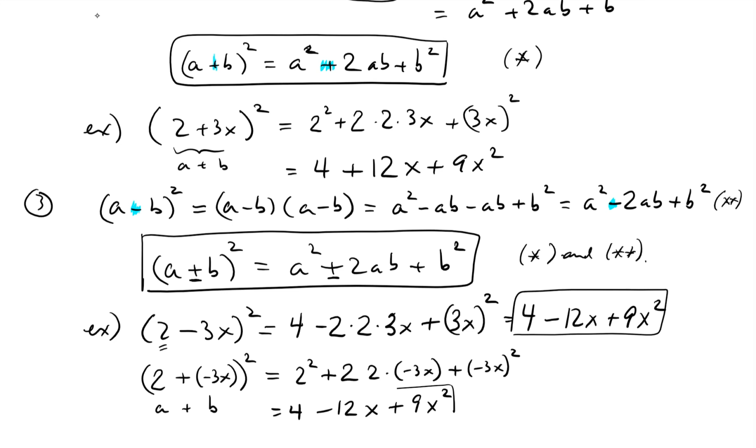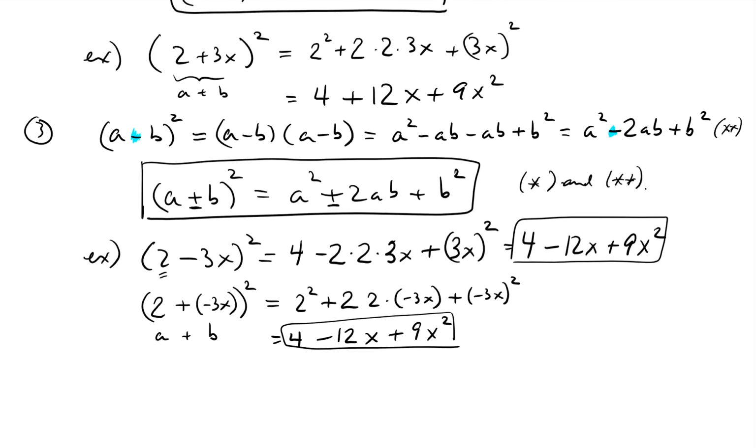Whether I see that as a plus b or a minus b squared, there are two ways to go about this problem. If you write it down this way, because there's a plus sign between your terms, you have to apply the formula with the plus sign. But if you keep the minus sign there and don't change anything, you have to apply the formula with the minus sign here.